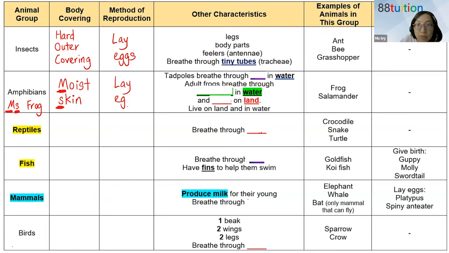All right. Okay, let's move on to reptiles. Clarice, are you there? Clarice, give me the body covering of reptiles and the method of reproduction.